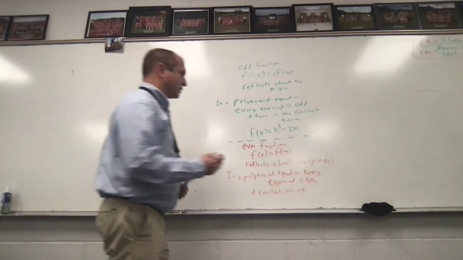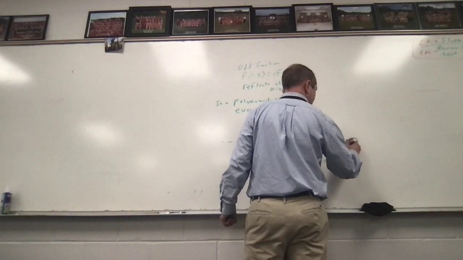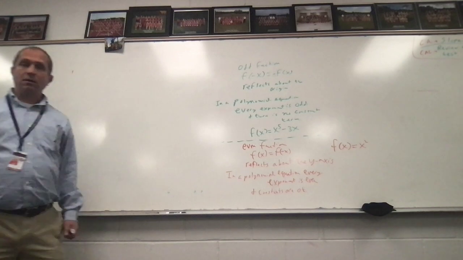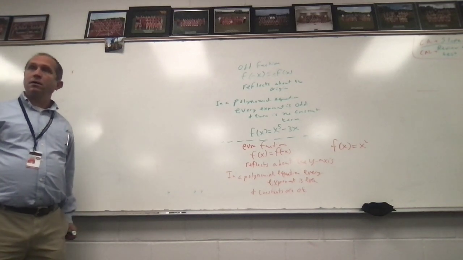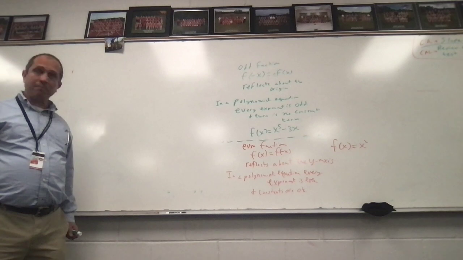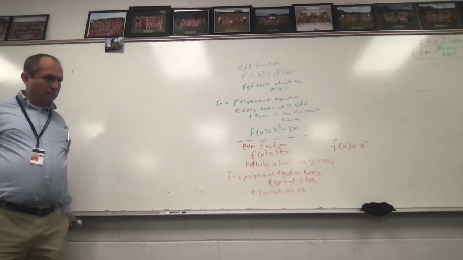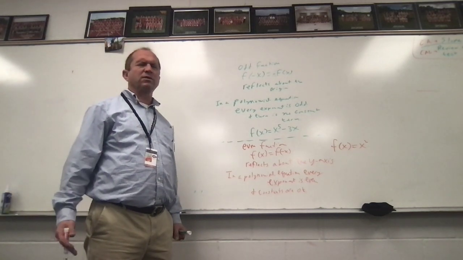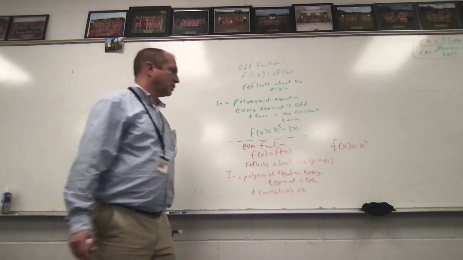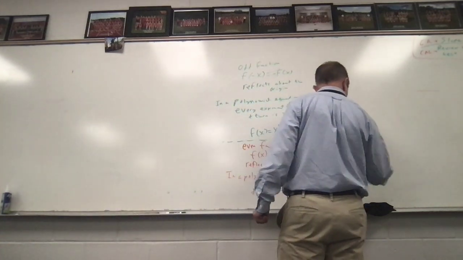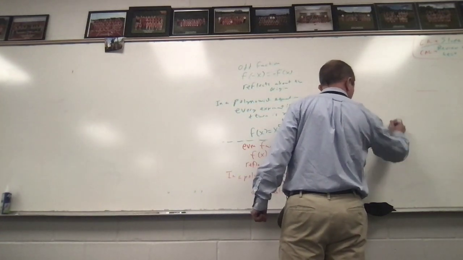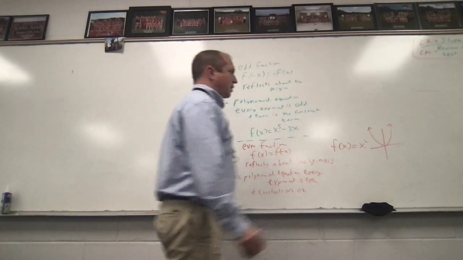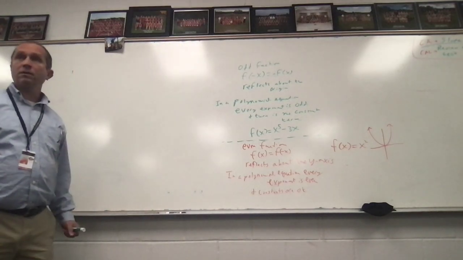Let's think about this. f of x equals x squared. What do you know about that as far as a graph? What does that look like? It's a parabola, right? And where's the vertex of this parabola? The origin, right? So if you got a parabola, vertex is at the origin, then you see that reflects about the y-axis.